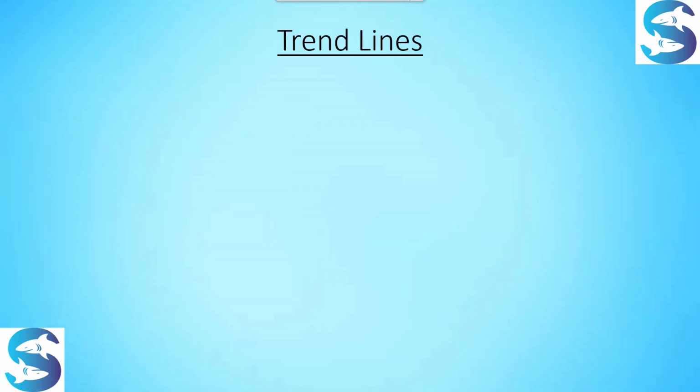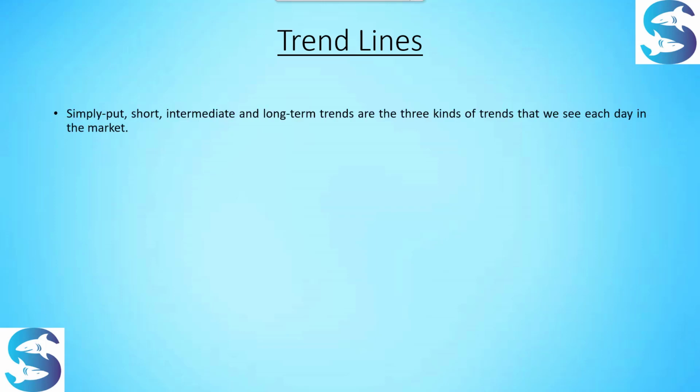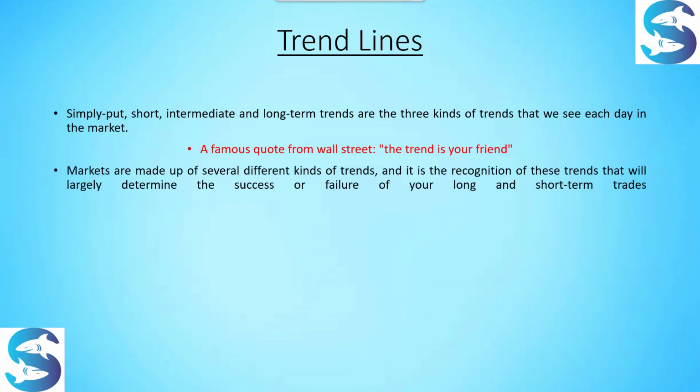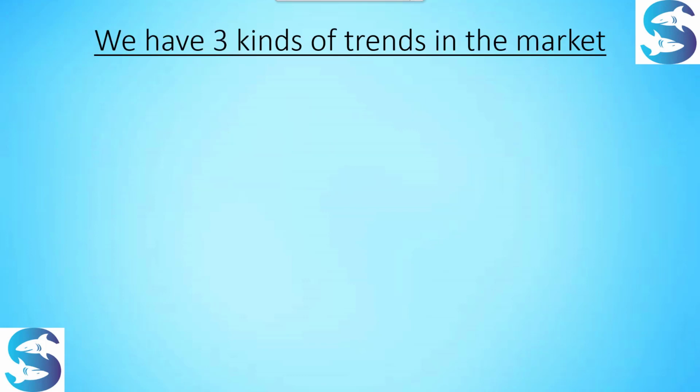Chapter 2. Trend Lines. Simply put, short, intermediate, and long-term trends are the 3 kinds of trends that we see each day in the market. A famous quote from Wall Street: "The trend is your friend." Markets are made up of several different kinds of trends, and it is the recognition of these trends that will largely determine the success or failure of your long and short-term trades.